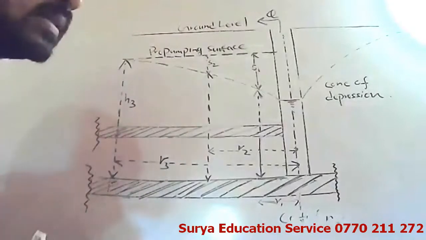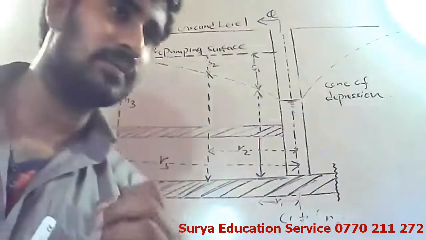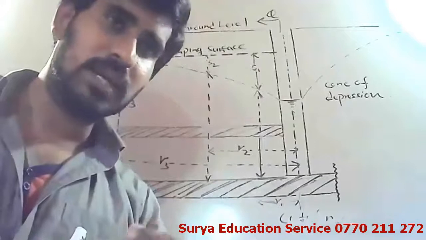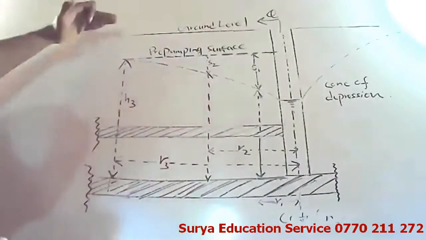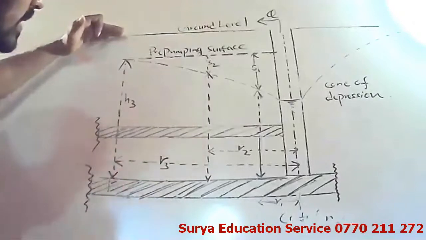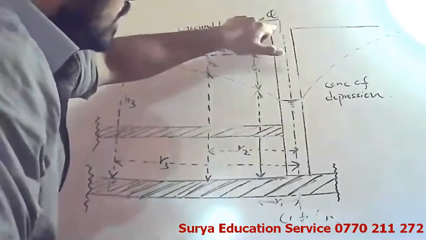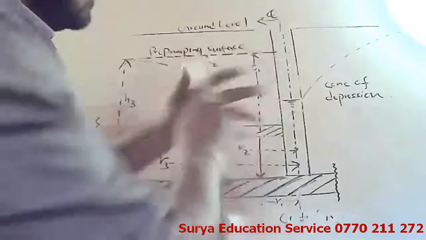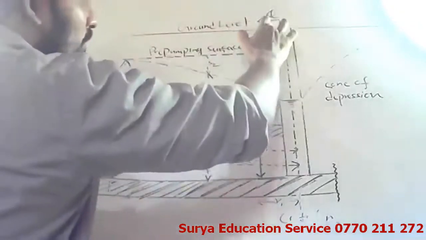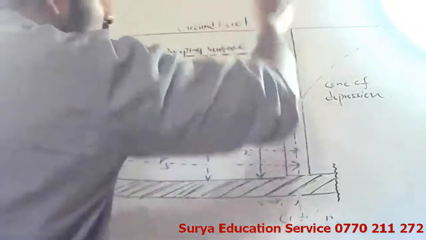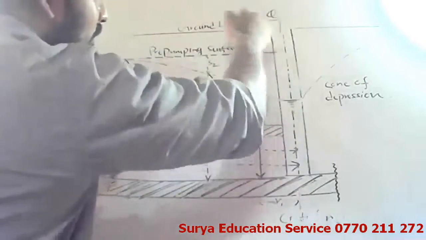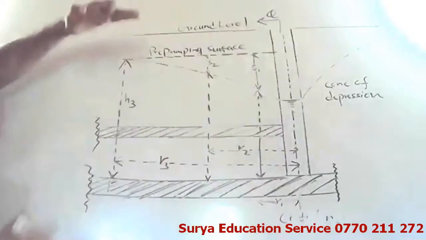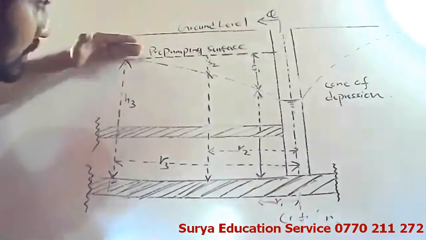So now, this is the ground level. The Keynes equation is a very important formula that you will come across when you are going to deal with hydrogeology. From here you are going to make the water discharge. From here water will be pumped out. This Q is the discharge rate, because you are going to take water out from there. This is the ground level, and this is the pre-pumping surface.